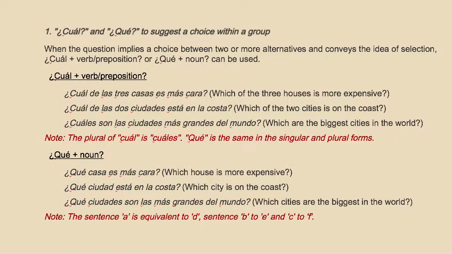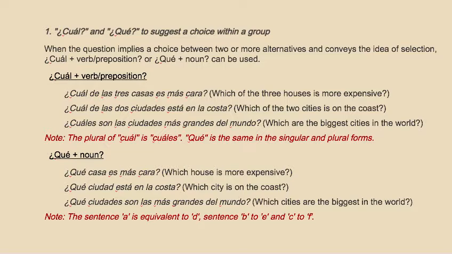For example, cuál in a preposition. "¿Cuál de las tres casas es más cara?" Which of the three houses is more expensive? Or "¿cuál de las dos ciudades está en la costa?" Which of these two cities is on the coast? Or "¿cuáles son las ciudades más grandes del mundo?" Which are the biggest cities of the world? Do note that the plural form of cuál is cuáles. So if the verb and subject are plural, like "cuáles son," it needs to be cuáles. Qué, however, is used in the same form in singular and plural.